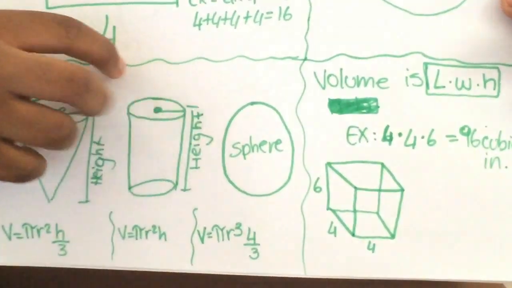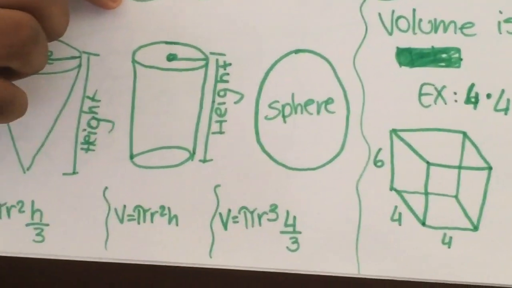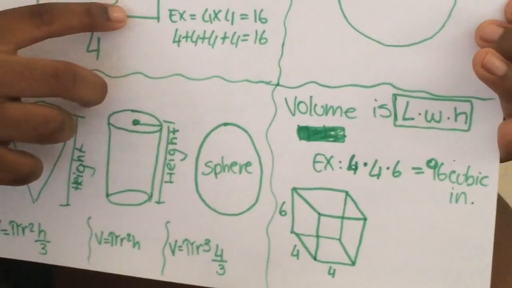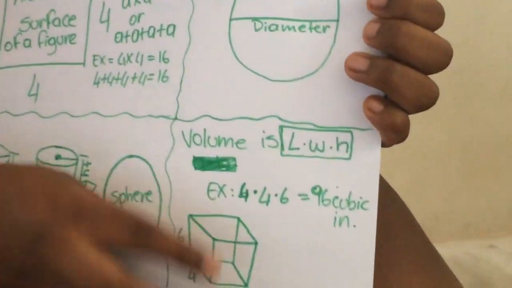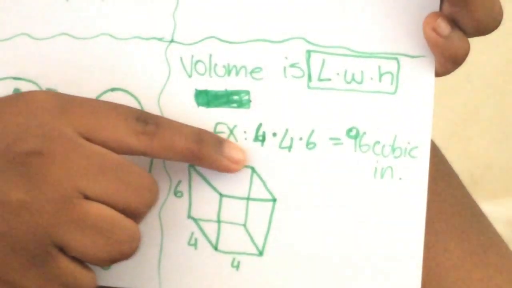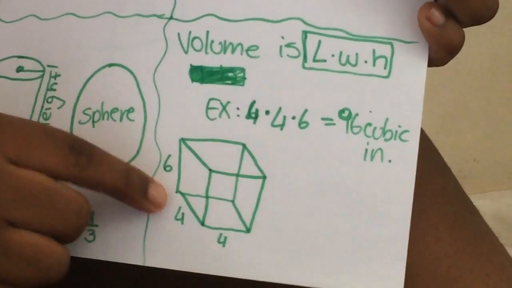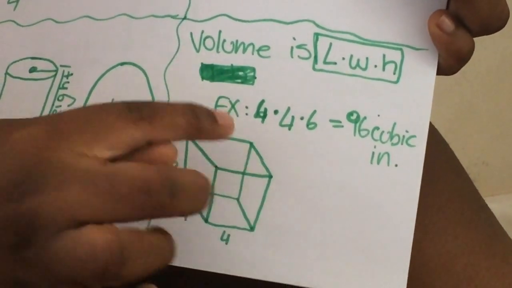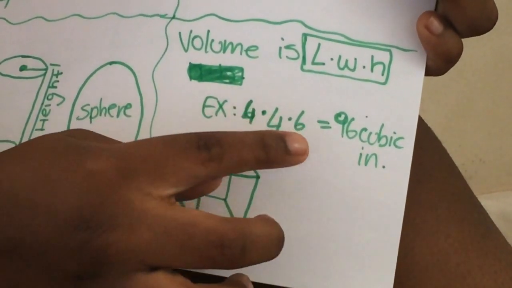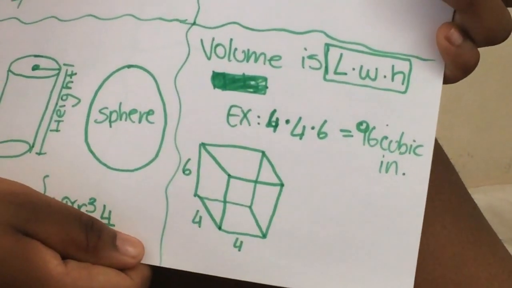The sphere is what's over here. To find the volume of a sphere, you do 4 divided by 3 times pi r cubed. Volume is length times width times height. An example is, since this is the height, this is the width, and this is the length, 4 times 4 times 6 will equal 96 cubic inches, which is the volume of the cube.